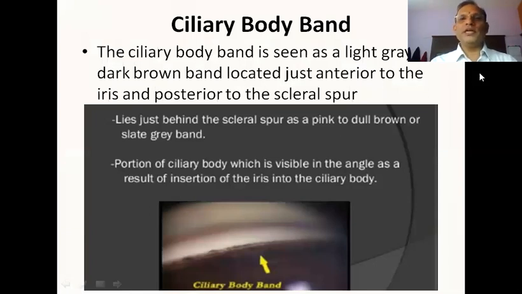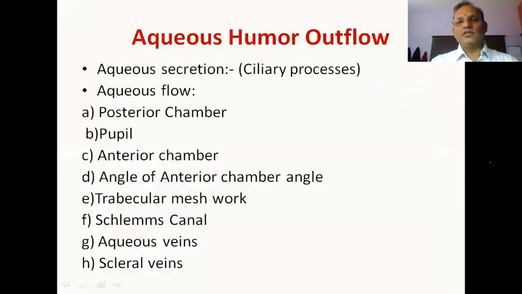The last structure which is seen on gonioscopy is the ciliary body band. This ciliary body band is seen as a light gray to dark brown band located just anterior to the iris and posterior to the scleral spur. It lies just behind the scleral spur, and the portion of the ciliary body band which is visible in the angle is a result of insertion of the iris into the ciliary body.